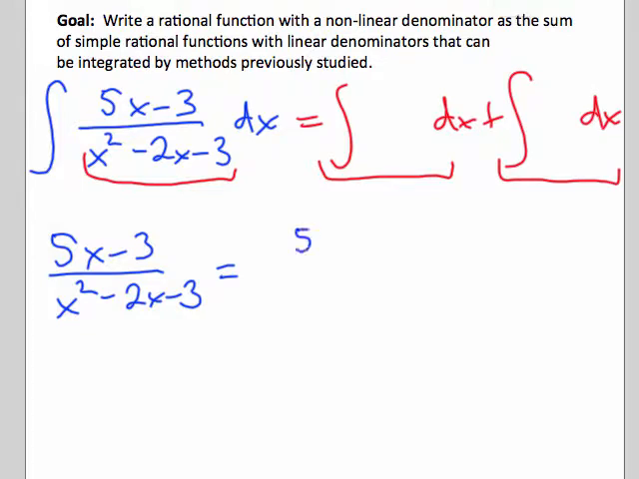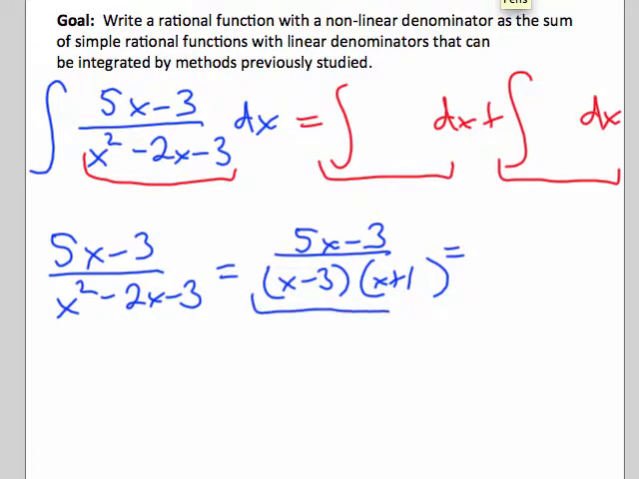and let's look at the factors on the denominator. If we factor the denominator, we're going to get x minus 3 and x plus 1. And then what we want to do is write this as something over the one factor, x minus 3 being linear on its own, plus something over the other factor.